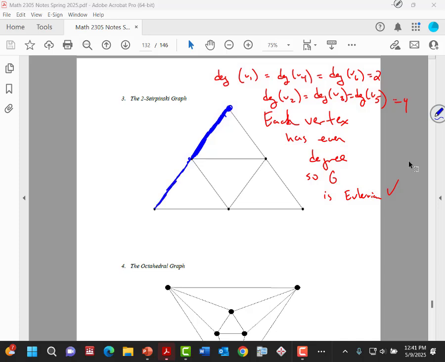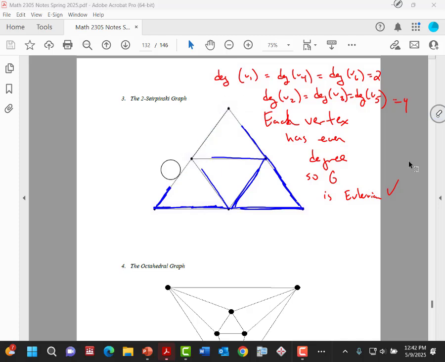We'll go here. Yeah, let's just go here. And now we'll take a loop on the inside of this triangle like so. Come back down like so. And now we'll go across these two edges back to where we started.